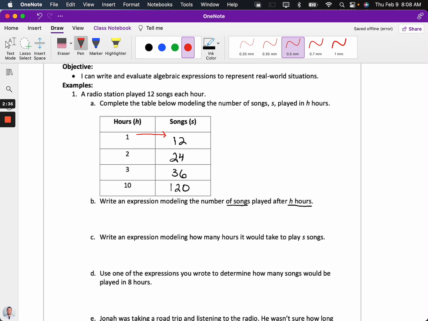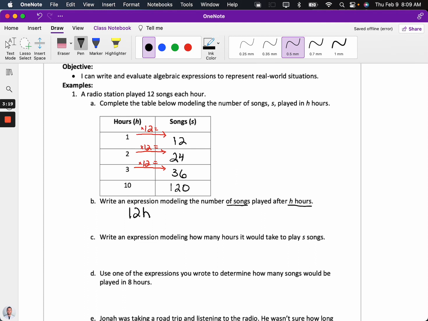Meaning, what am I doing to 1 to get to 12? What am I doing to 2 to get to 24? What am I doing to 3 to get to 36? And so on, right? And what we see is that really we're multiplying by 12. Right? 1 times 12 is 12. 2 times 12 is 24. 3 times 12 is 36. So if I'm going from H to S, what am I doing? Well, I'm just multiplying by 12, right? So it's just 12 times H or 12H.